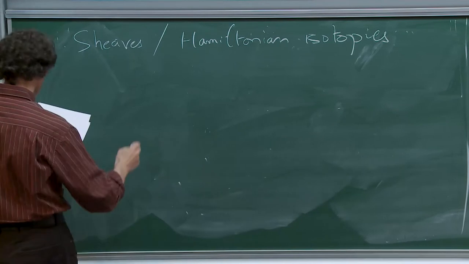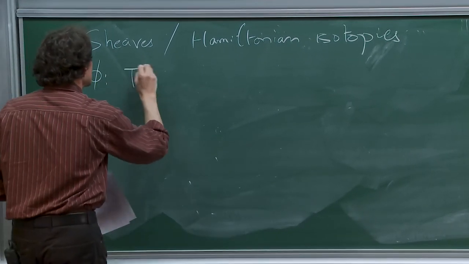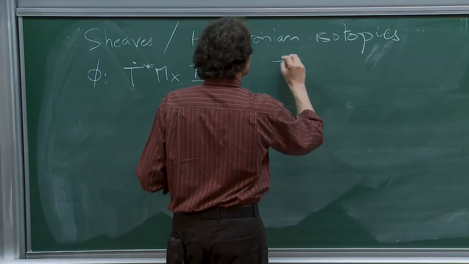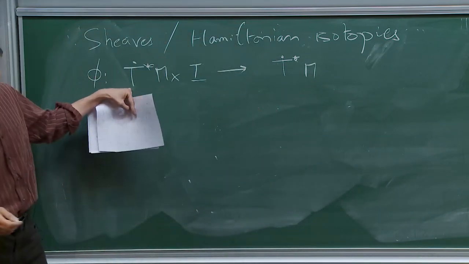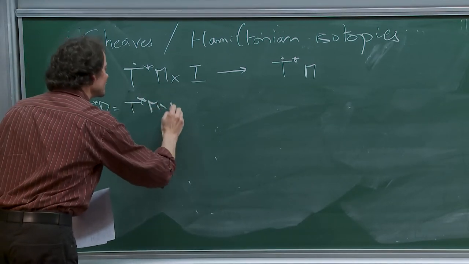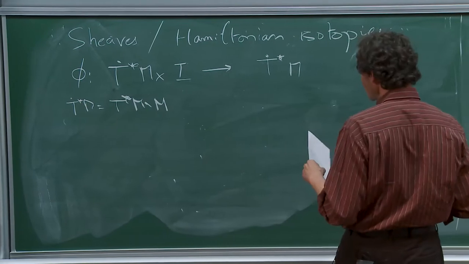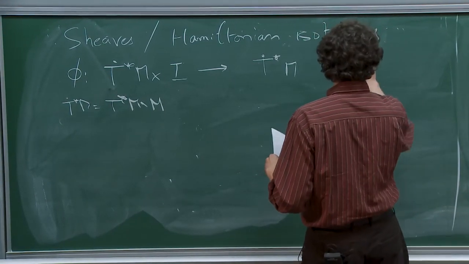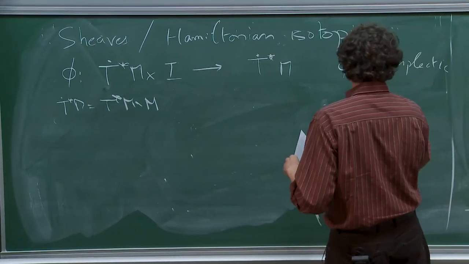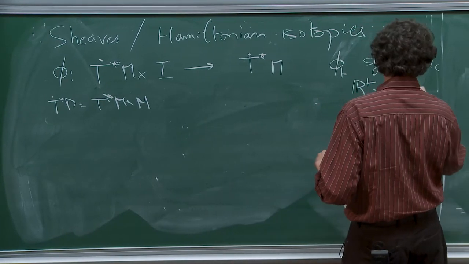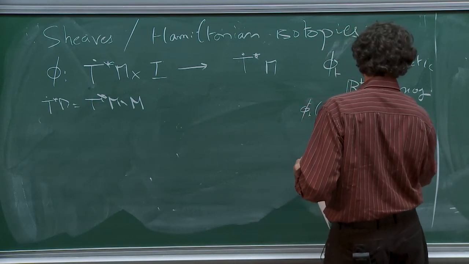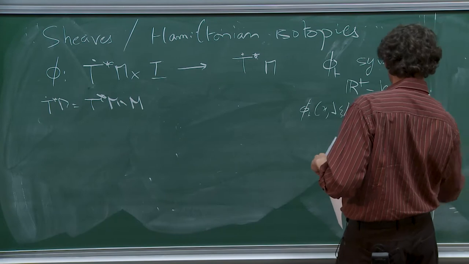And I explain this. So now consider some Hamiltonian isotopy of a cotangent bundle, but I assume that it is homogeneous. And for this, I remove the zero section. So this dot here means that I remove the zero section. So phi_t is of course symplectic. And R_+ homogeneous. So by this I mean that phi_t of (x, λξ) is λ acting on phi_t of (x, ξ), for positive λ.